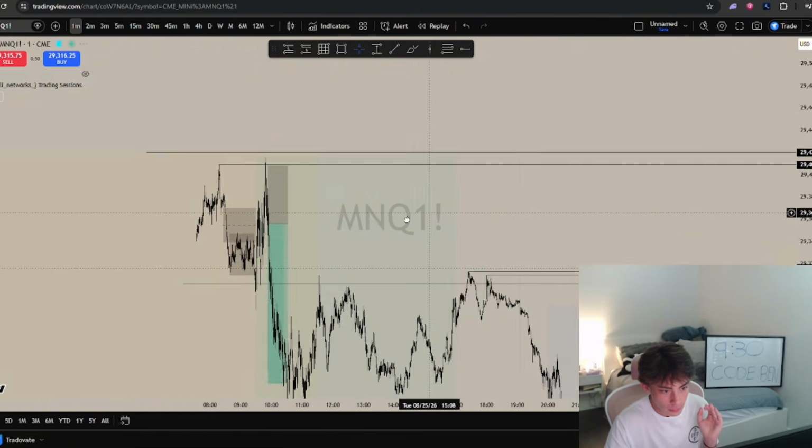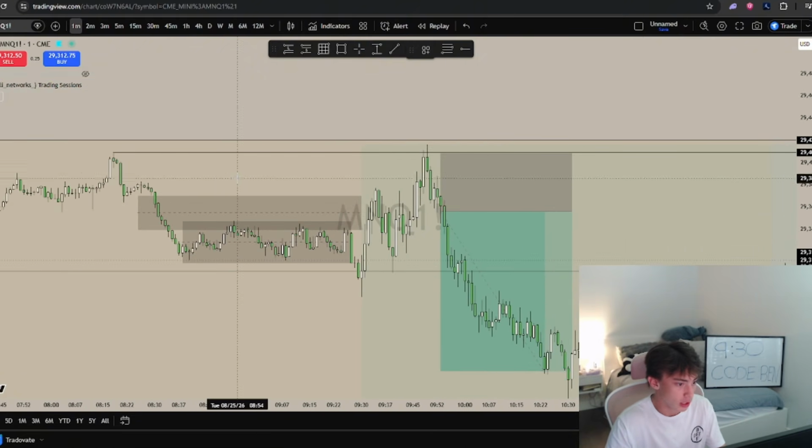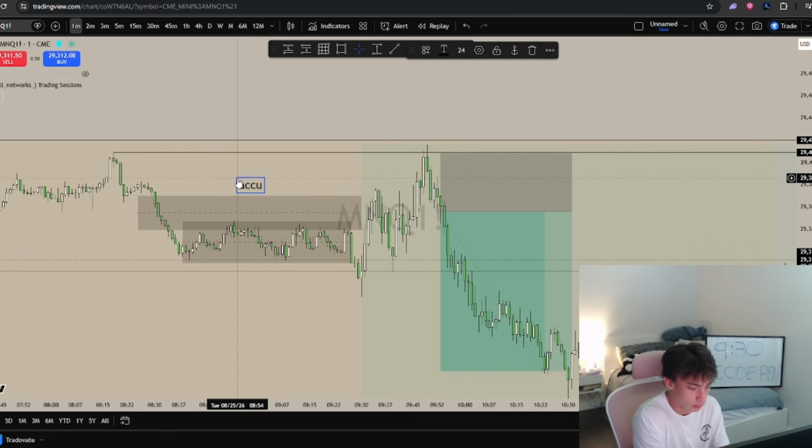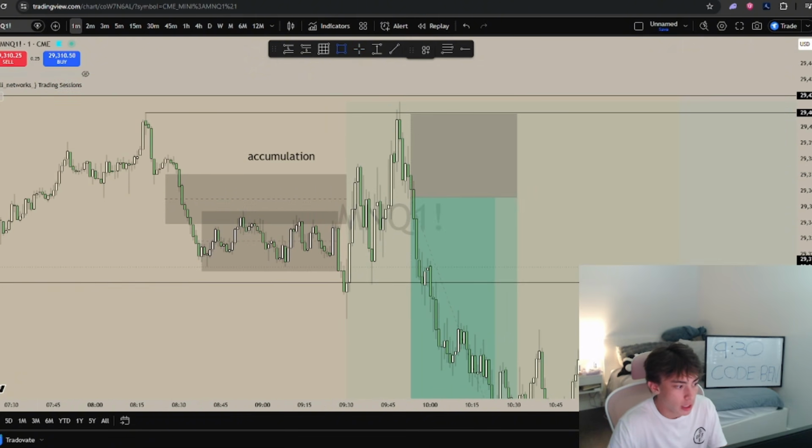So we scale down to the 1 minute. We can see we had the accumulation phase. Accumulation. Second stage, manipulation. Now you may be saying, Oliver, wouldn't this technically be the manipulation leg? Yes, it is a manipulation leg.